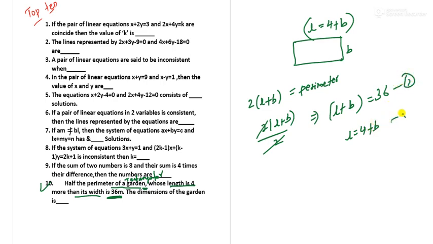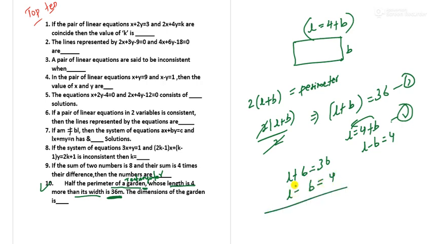And this is the second condition. So when you solve them, L plus b equals 36, and here if I bring b to LHS, it becomes L minus b equals 4. Just solve it using elimination method. So these two will get cancelled. 2L equals 40. So L equals 40 by 2, which is equal to 20.